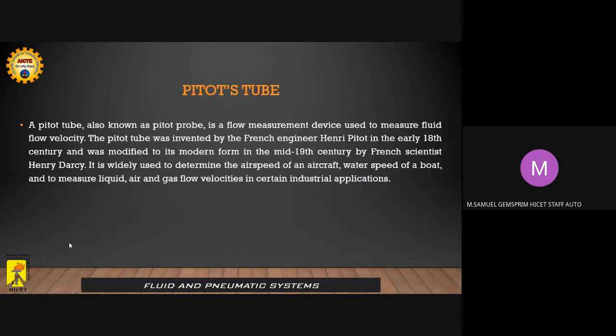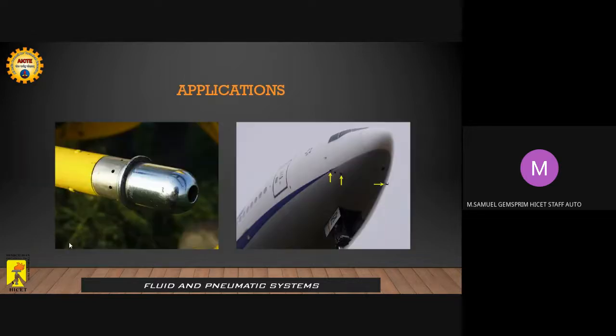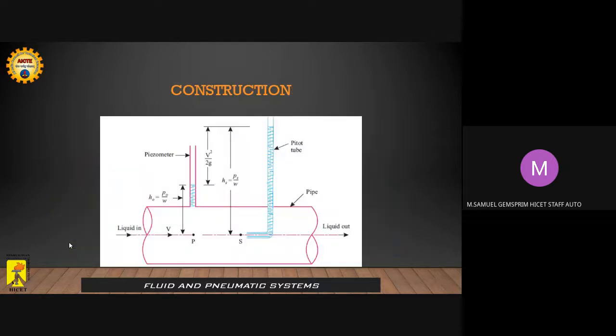Let us move on to the next important equipment, which uses the principle of Bernoulli's theorem, which is nothing but the Pitot tube. It is one of the most important pieces of equipment for the aerospace industry, invented by the French engineer Henri Pitot in the mid 18th century. This is how a Pitot tube looks, and there is even a picture showing where and how the Pitot tube is fitted on a commercial aircraft.